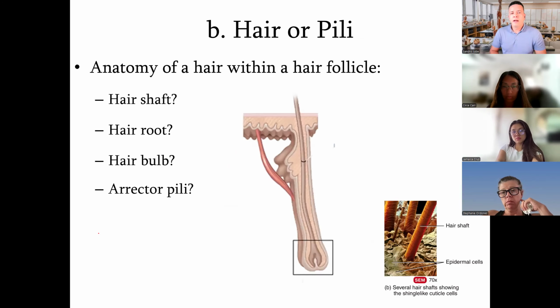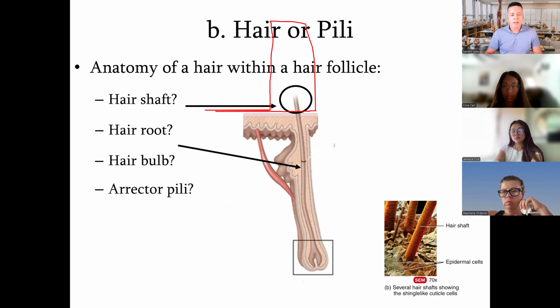Taking a look at the hair, also called the pili, the hair is made of different structures. There's different anatomy of the hair. The section of the hair that is poking outside of the skin is what we call the hair shaft. And then we also have a root, and all the way at the bottom, we have a hair bulb. Within this hair bulb, we're going to find a layer of cells called the hair matrix. And within the hair matrix, we're going to find stem cells.